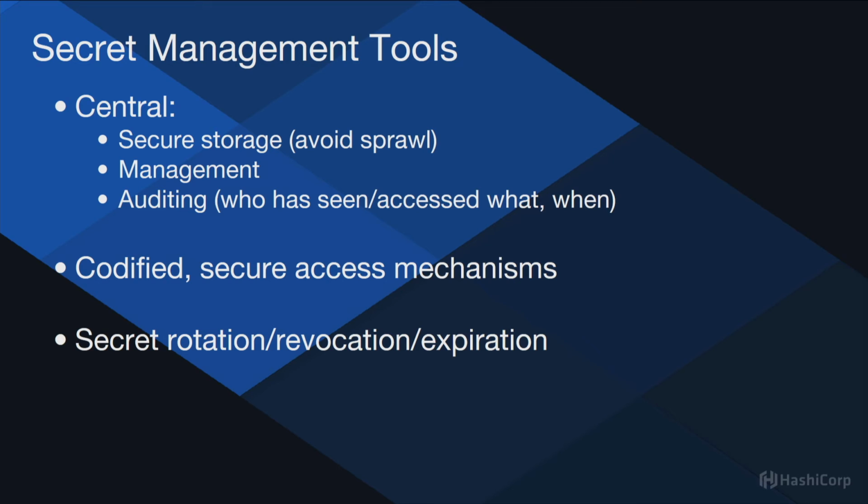And finally, secret rotation, revocation, expiration. So having a codified policy where you can say, look, someone can get access to the secret, but I have administratively set that they have to rotate it every 5 minutes, every 30 minutes, every 30 days. It's hard to do this when you have secrets spread out everywhere, you have secret sprawl.